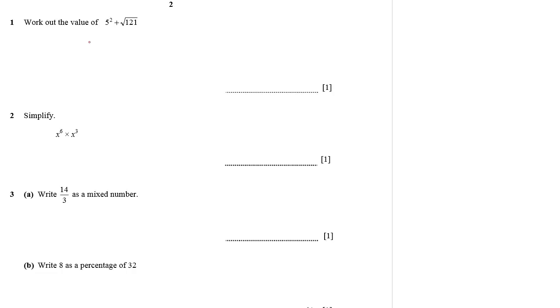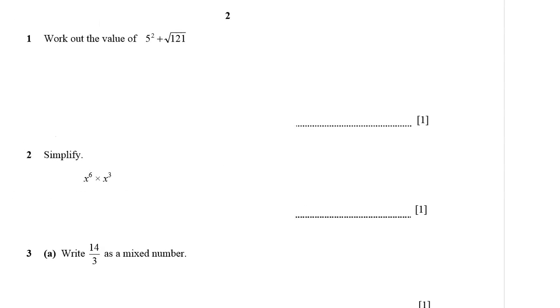Number 1, work out the value of 5 squared plus square root of 121. We know that 5 squared is equal to 25, and the square root of 121 is 11. Therefore, 25 plus 11 will give us 36, and 36 is our answer right there.